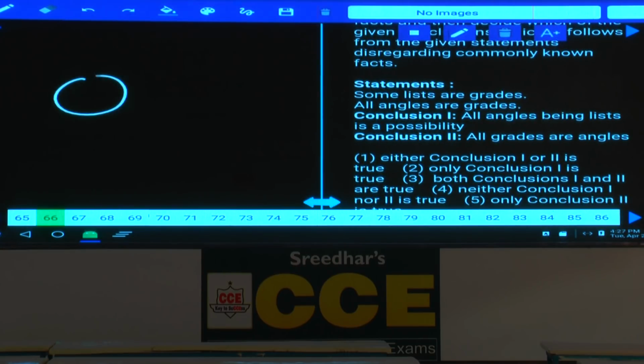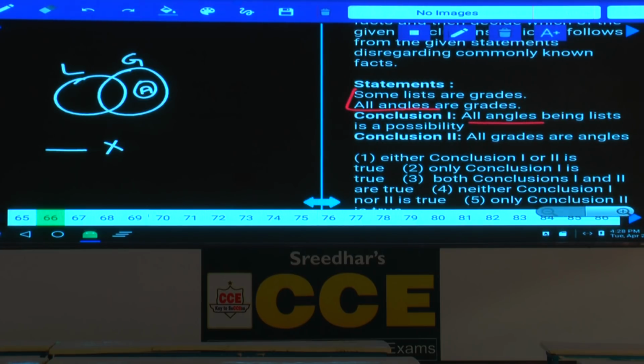Some of the lists are grades can be written like this, list and grade. And all angles are grades can be written like this. The first one is a possibility. Second, all grades are angles. All grades are angles, that is false.